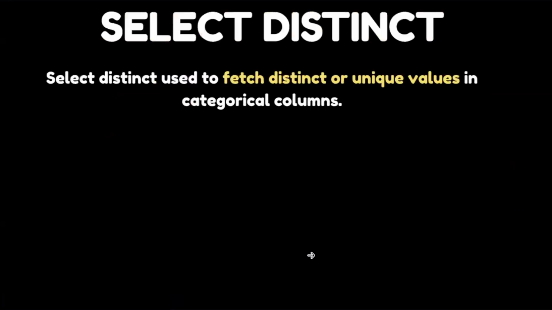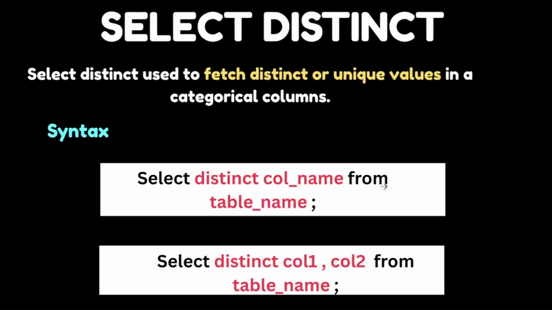Let's say, for example, you want to find distinct or unique values in a categorical column. Let's say you have a table with a column that has categories, a text kind of data. Usually, we call such columns categorical columns. In categorical columns, what if you need to find the distinct values? There we use a concept called distinct.